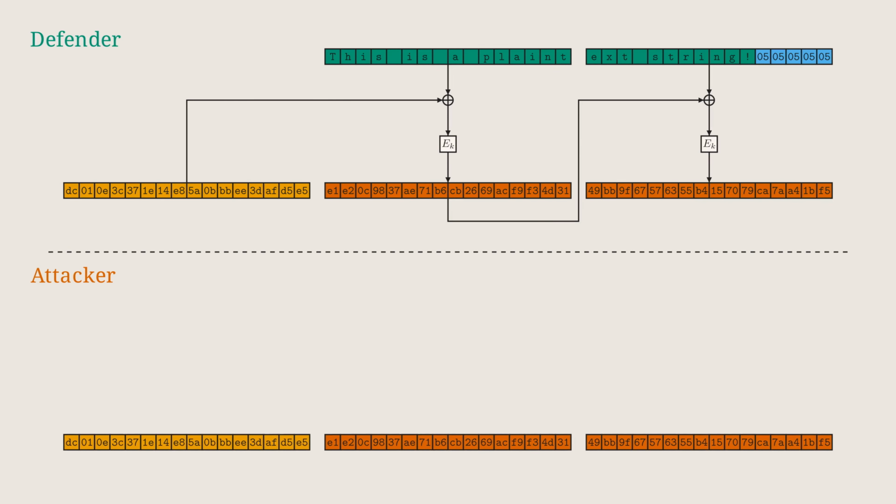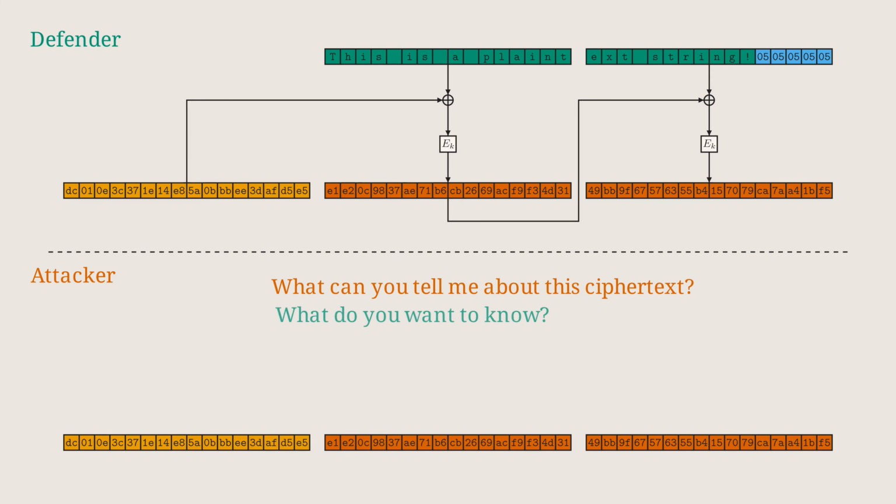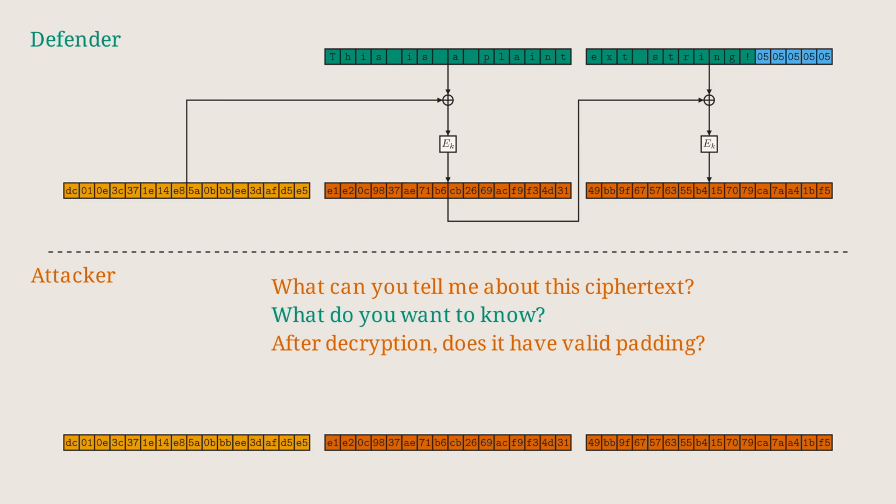So far, so good. Now we are the attacker. Our goal is to decrypt this message. How is that possible? Well, in general, it's not, because we don't know the key. We need some kind of toehold here. However, a very small toehold will do. For instance, what if we could get the defender to decrypt a message for us, then tell us whether the plaintext has valid padding or not?